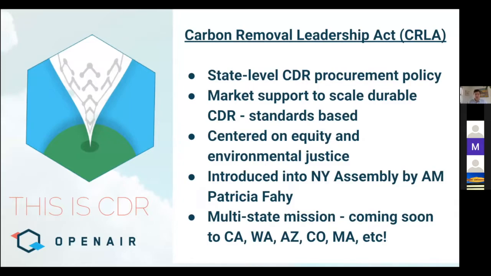It's been introduced into the New York Assembly by Assembly Member Patricia Fahey, who's a fantastic and powerful state legislator in New York based in Albany. It's got a bill number, A8597.